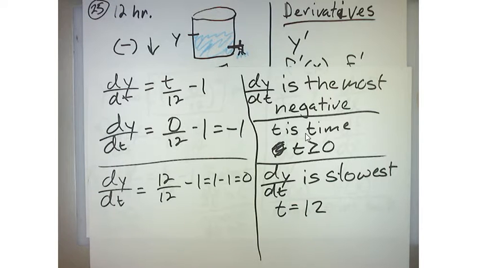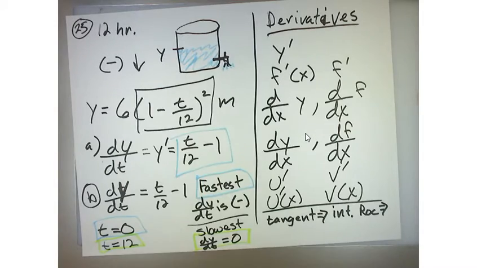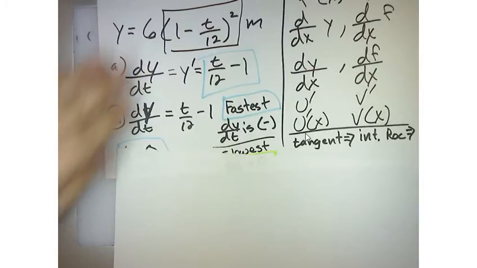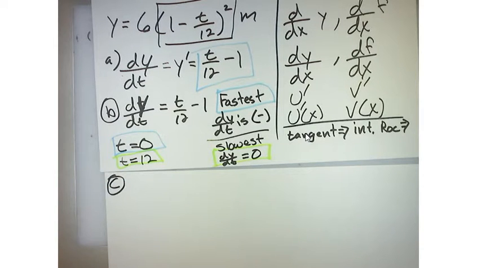Now for part C, so far we're doing good. Part C is the last question for this example, and it says graph y and dy/dt together and discuss the behavior of y and its relationship of signs and values to dy/dt.